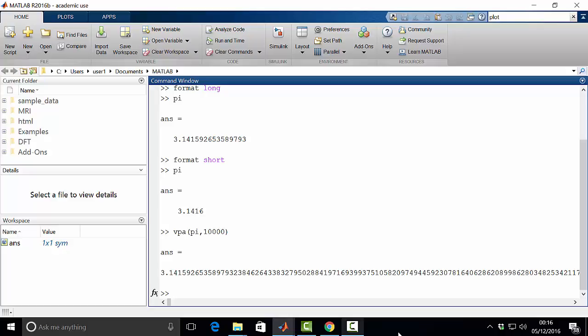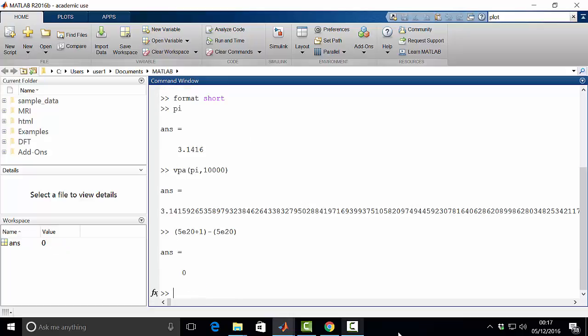However, it can cause problems in some calculations. For example, if we do 5 times 10 to the 20 plus 1, and then we subtract from that 5 times 10 to the 20, we should get the number 1. But in fact we get 0, which is the incorrect answer.